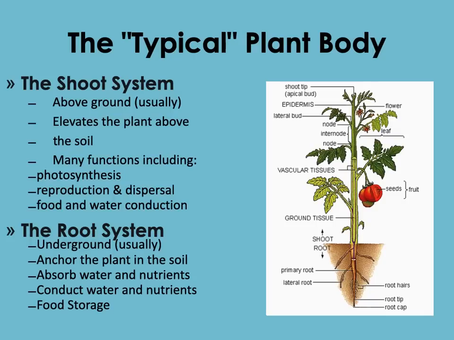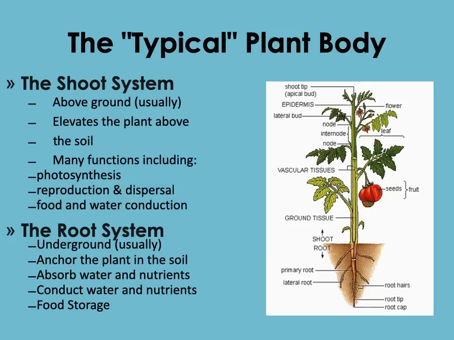So a typical plant body contains the shoot system and the root system. As we can see in the pictures, the shoot system contains anything that you can usually see above the ground. So it has many functions including photosynthesis, reproduction and dispersal, and food and water conduction.